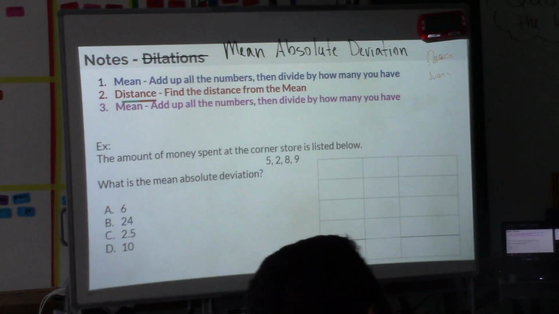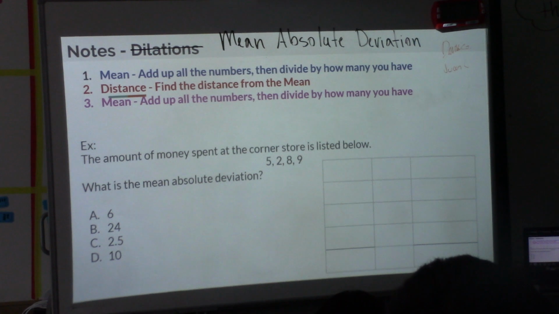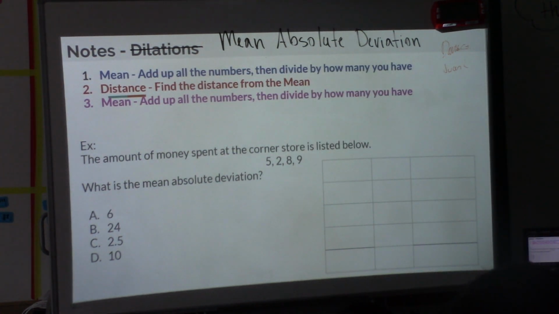All right, so our topic is called mean absolute deviation. So everybody, write this at the top of your packet: mean absolute deviation. All right? This is our new topic. This is our last topic of the year.